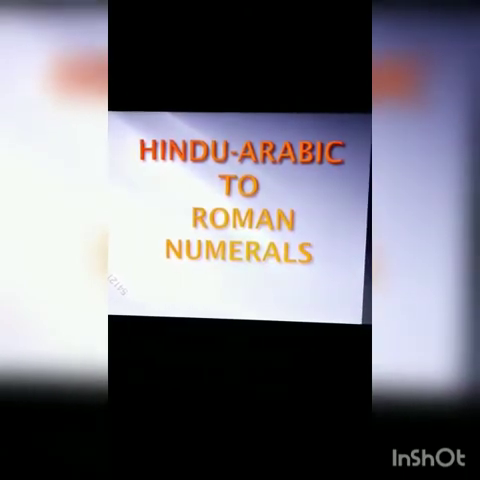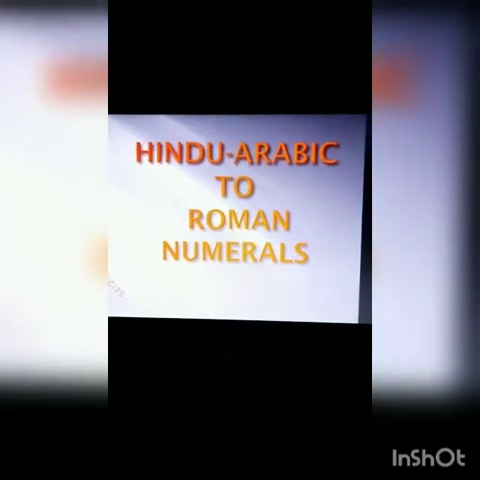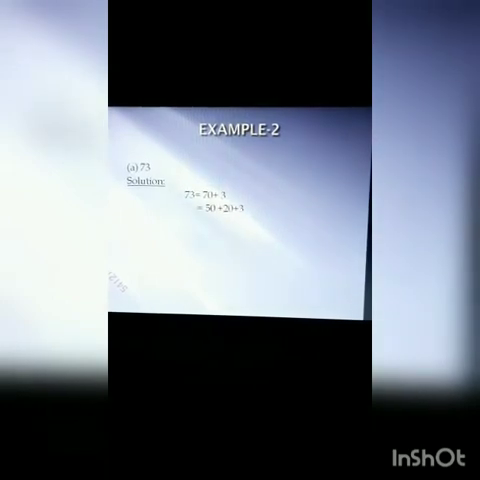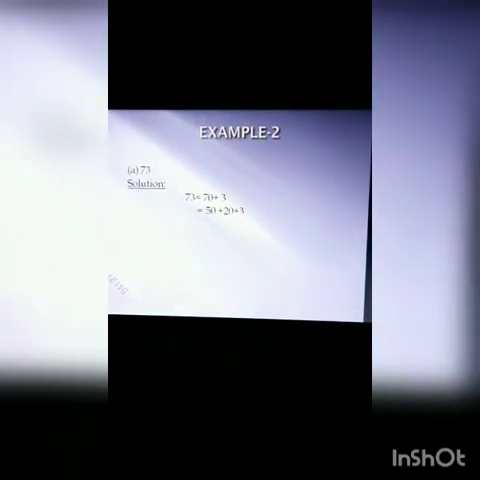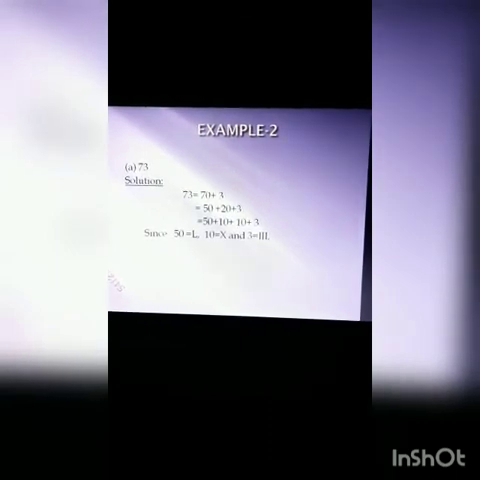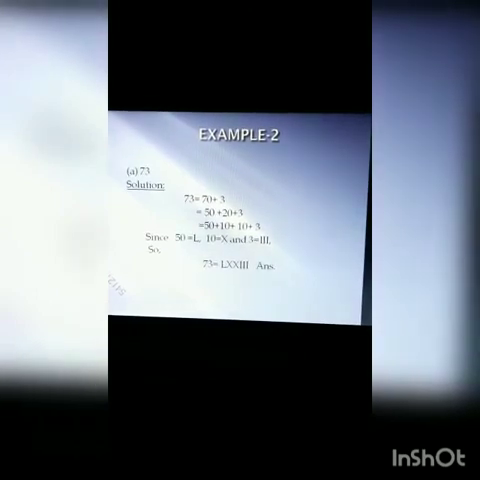Hindu-Arabic to Roman numeral. This is the next step. Earlier we have written Roman to Hindu-Arabic. Now we are writing Hindu-Arabic to Roman numerals. Here first question is 73. Firstly we will write in the form of addition. We will split the term. 73 will become 70 plus 3. 70 can further be written as 50 plus 20 plus 3. Now 20 can split further: 10 plus 10 plus 3. Now we are writing the values: 50 is L, 10 is X, 3 is 3 times I. So the number will become L, X, X, 3 times I.